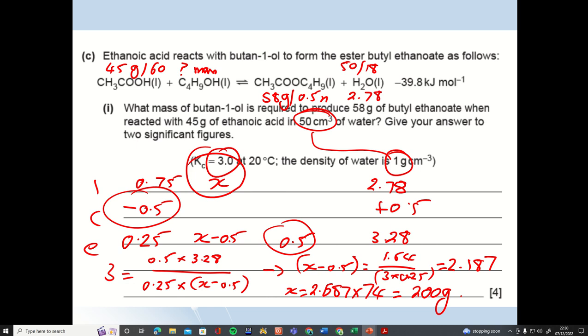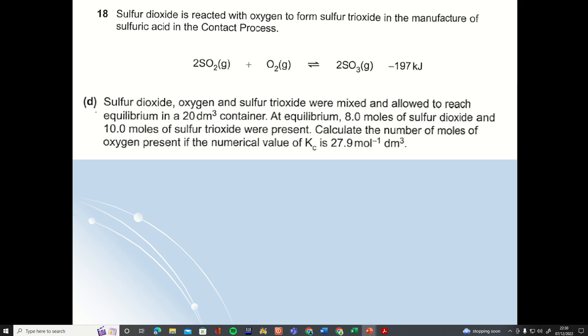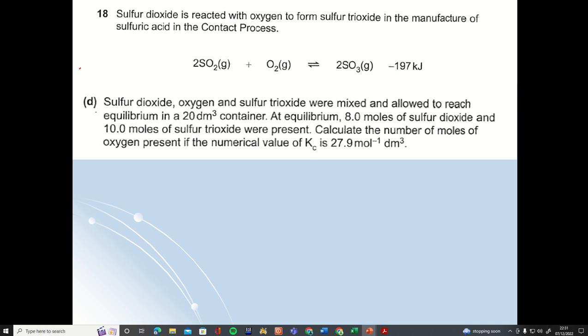So that's a pretty tricky question. We have made it to, I hope, the very last question here. It's about the contact process. So in this one, let's go again, pop my Kc expression here. That is SO3 squared over SO2 squared times O2.